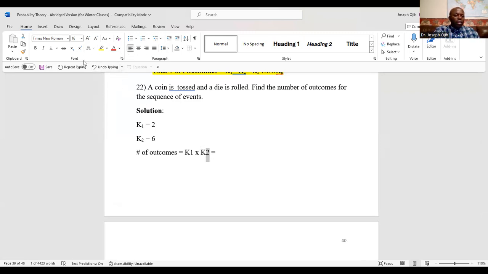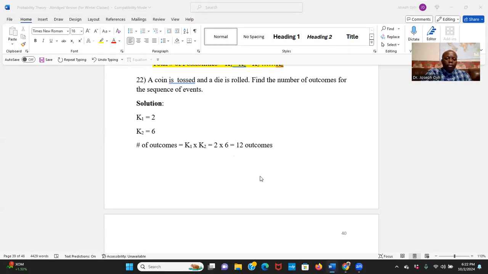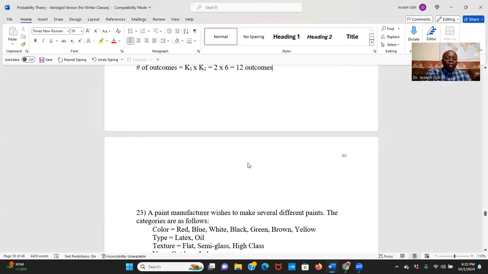So with that, we have our k1 and k2. K1 is 2, that'll be 2 times 6. That gives us 12 possibilities. The number of outcomes is 12 outcomes. That's what it means. Any question on this? Yeah, no, that's good because this one is simple. And let's look at another example.